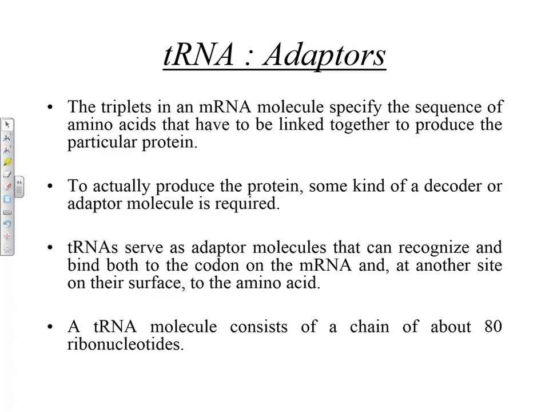So tRNAs serve as the adapter molecules which can recognize and bind both to the codon on the messenger RNA and, at another site on their surface, to the amino acid. Basically, looking at these codons, you have to pick up the correct amino acids and link them together to produce the protein. Now, what does the tRNA molecule look like? A tRNA, or transfer RNA molecule, consists of a chain of about 80 ribonucleotides.